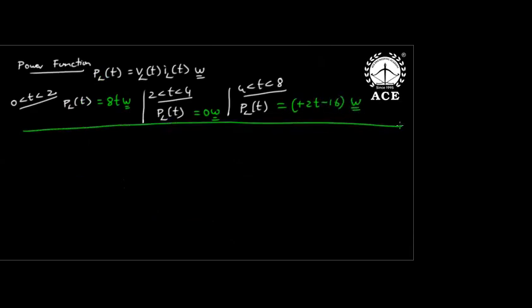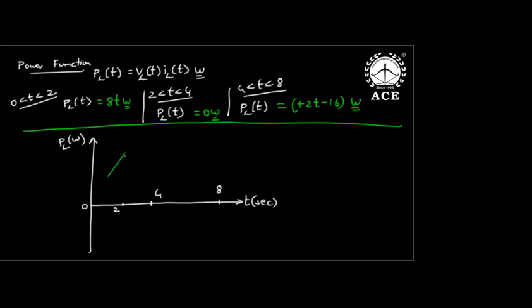Now I am plotting the power function in the inductor: power in watts versus time in seconds. One segment is 0 to 2, one is 2 to 4, and one is 4 to 8. First, 0 to 2 is 8t watts. Power is an instantaneous function, so directly substitute. At t equal to 0, it is 0; at t equal to 2, it becomes 16. So this will be a very steep ramp.